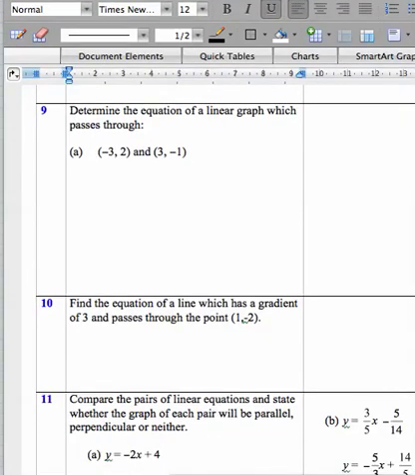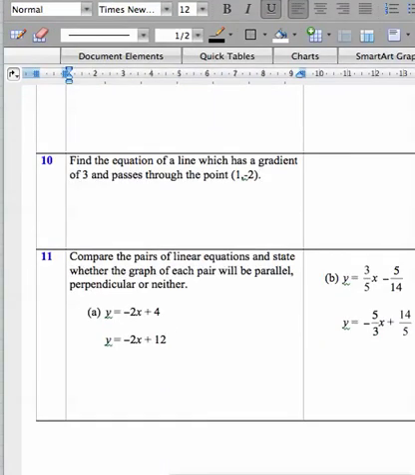So question 10 asks us to find the equation of a line which has a gradient of 3 and passes through this point.